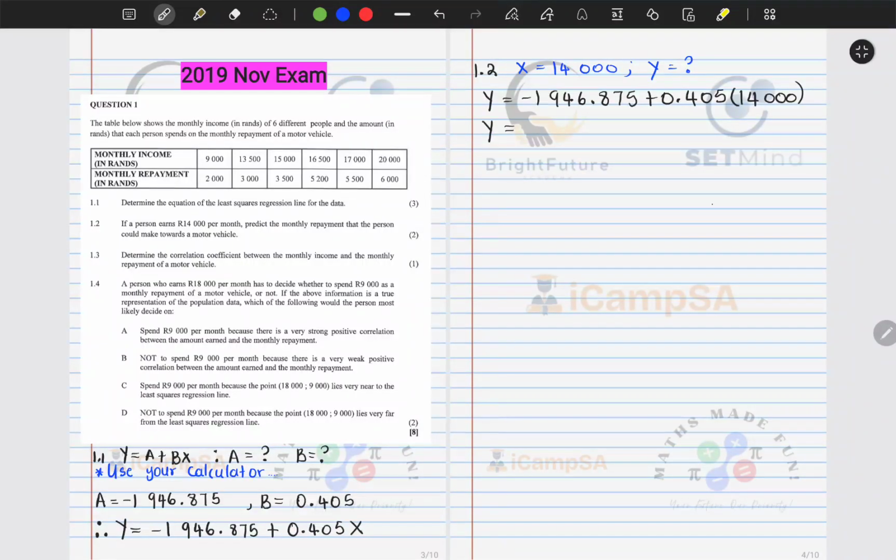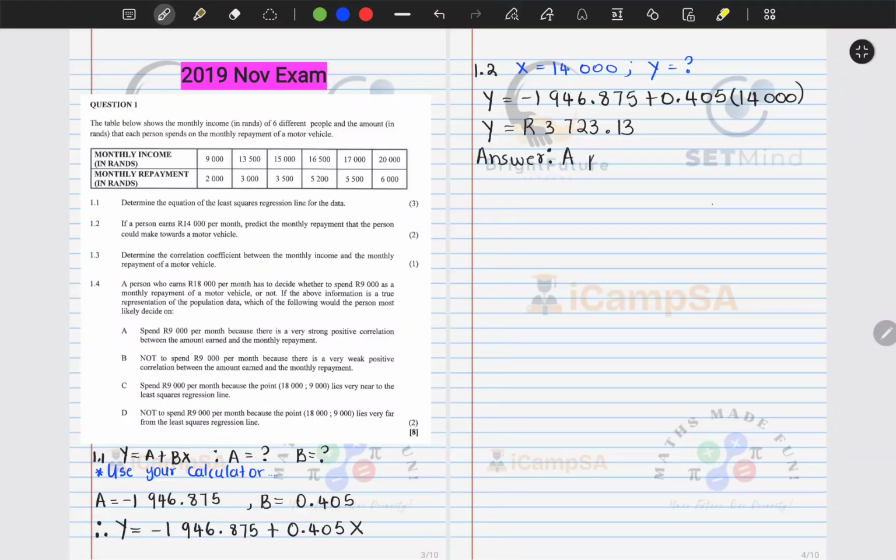So let's go ahead and punch this on our calculator. We have negative 1,946.875 plus 0.405 times 14,000. And what we end up getting is 3,723.13.